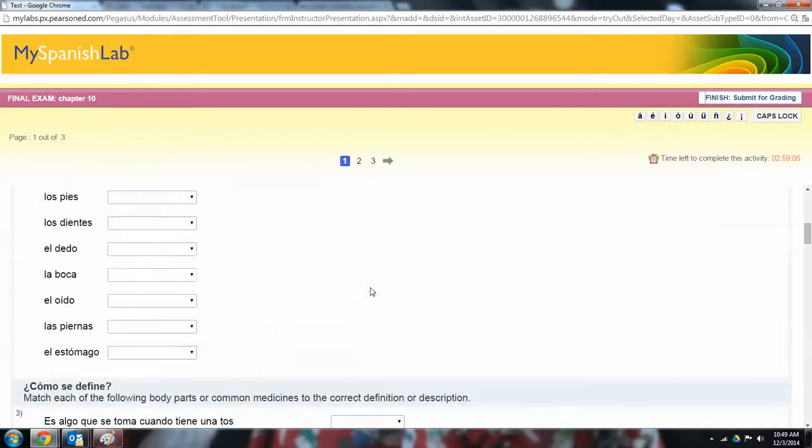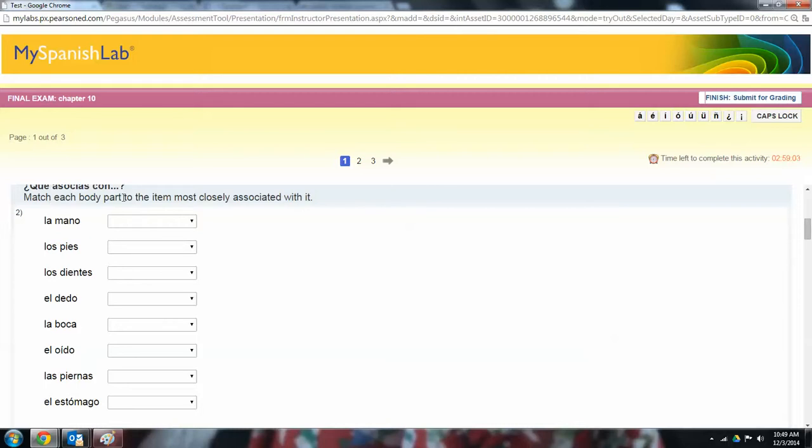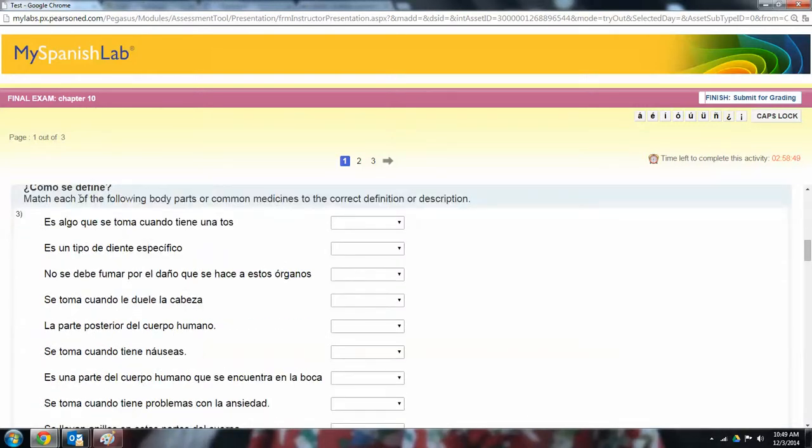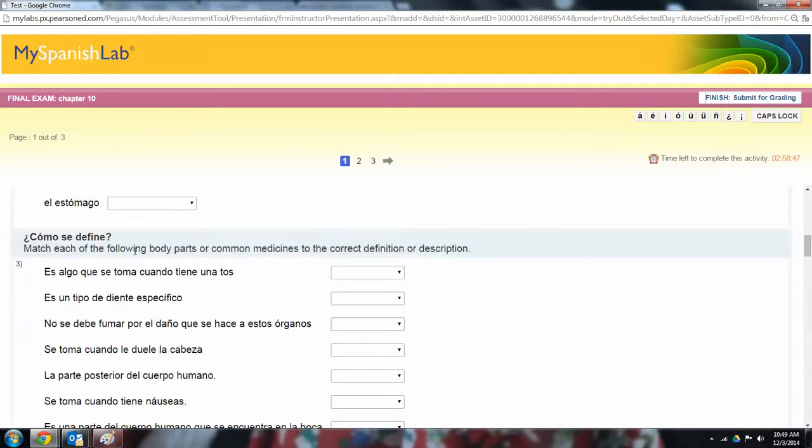So anyway. Match each body part to the item most closely associated with it. So here you have a list of things like rings and toothbrush, and here you have body parts. You want to match the body part that would use a ring or would use a toothbrush, etc. Then down here, "¿Cómo se define?" Match each of the following body parts or common medicines to the correct definition or description, and it's going to be the same ones throughout. So here's the definition or description, and then you just match it with the body part or medicine.